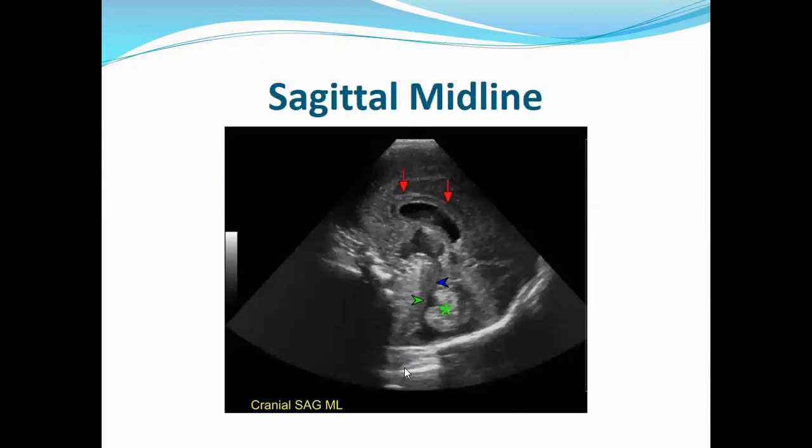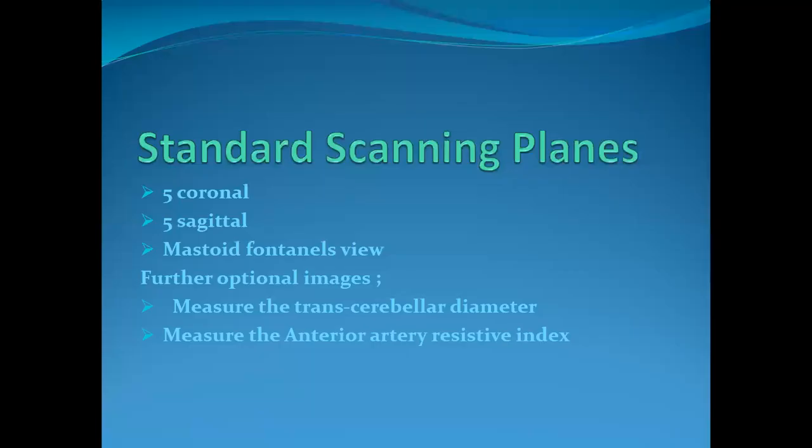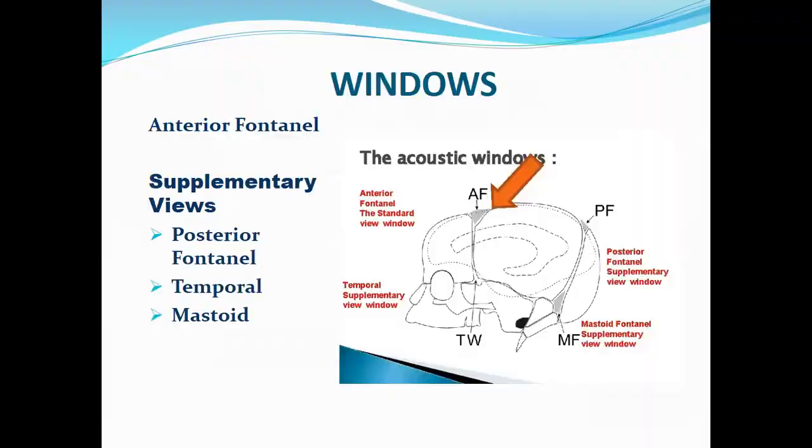Then you sweep right or left. So this image, you are not sweeping anywhere. This is the standard view. When you just put your transducer there with the pointer pointing in front, you get this. The images that you will see are similar to this brain there.